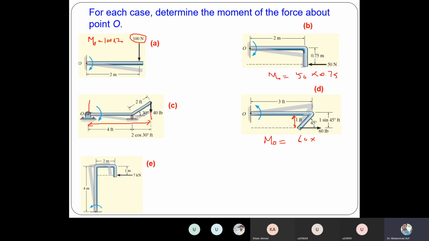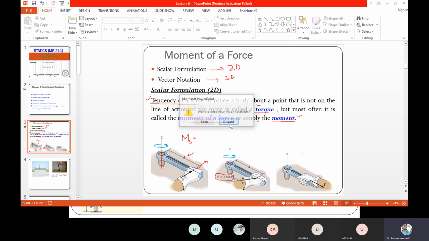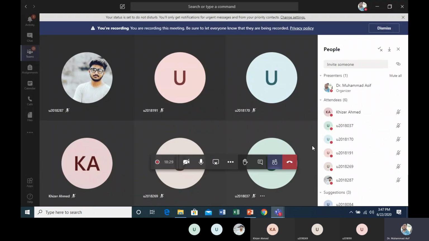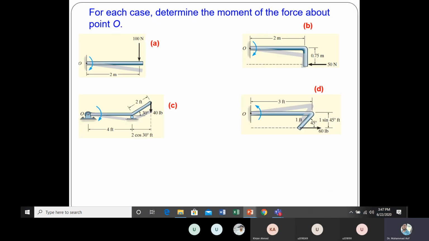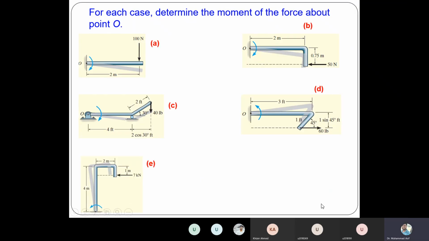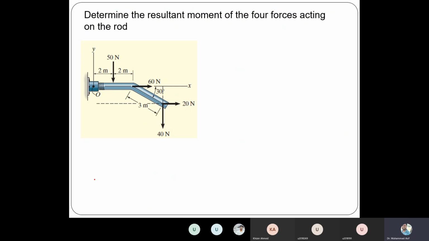So next one. Please let me know what is the value of the moment in the case of E. 7 into 3. That's right, 7 into 3, because the line of action of this force is this one and the perpendicular distance from here to here is 3. So I hope you got the point of how to figure out the moment.